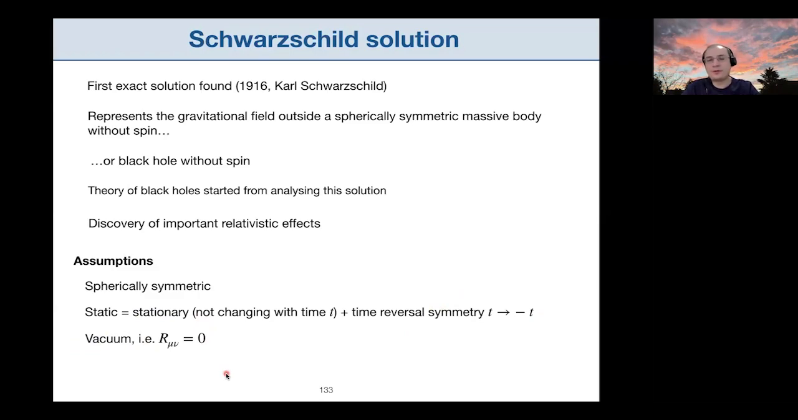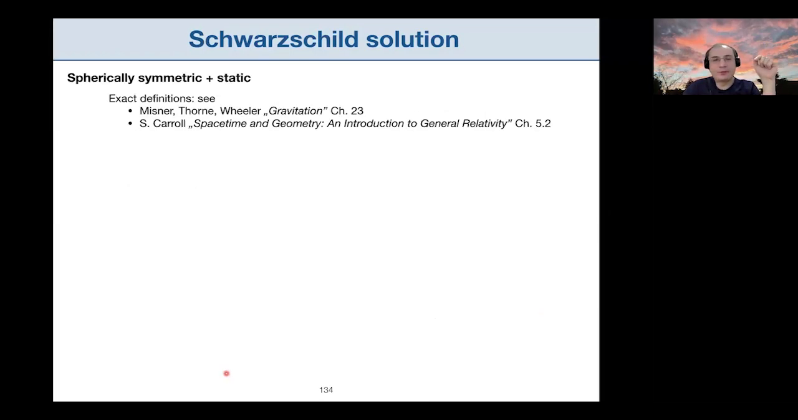So I will show you in the next few slides a hand-waving derivation of this solution. You can make a more precise one. There's a bit more precise one in Misner-Thorne-Wheeler's Gravitation or in Carroll's Spacetime and Geometry, if you're curious. I will show you a more hand-waving one, but one that should be fairly easy to understand and sufficient for the purposes of this lecture.